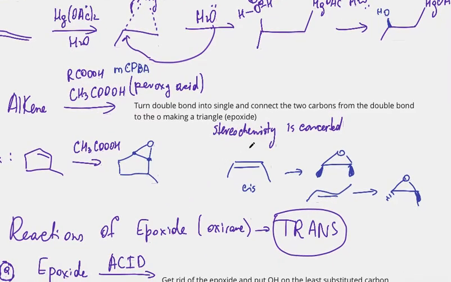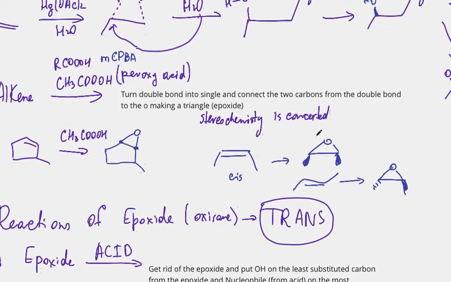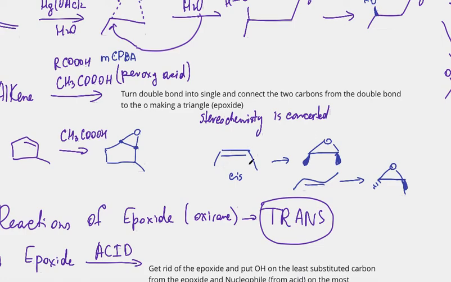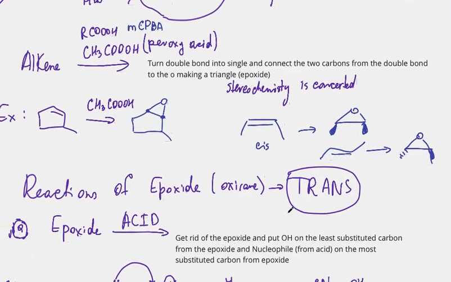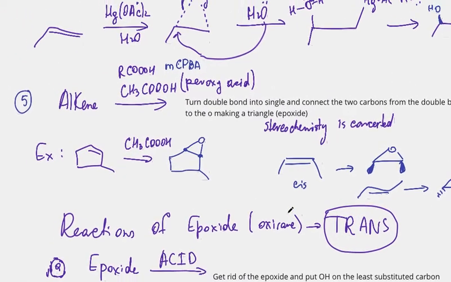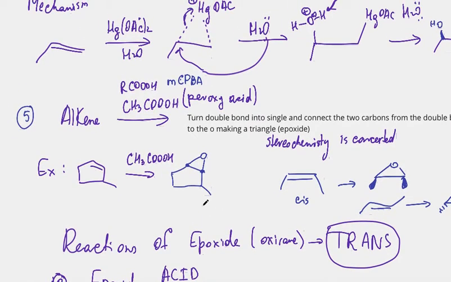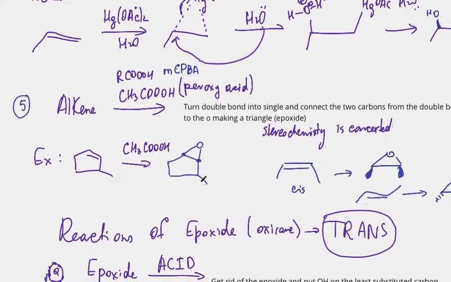Now I wrote here the stereochemistry is concerted, which means that if I start with a cis double bond, when I make an epoxide, these 2 methyl groups that were on the same side, they will be still on the same side. If I start with a trans alkene, the epoxide will still be trans. And so we just learned a reaction of how to make an epoxide.